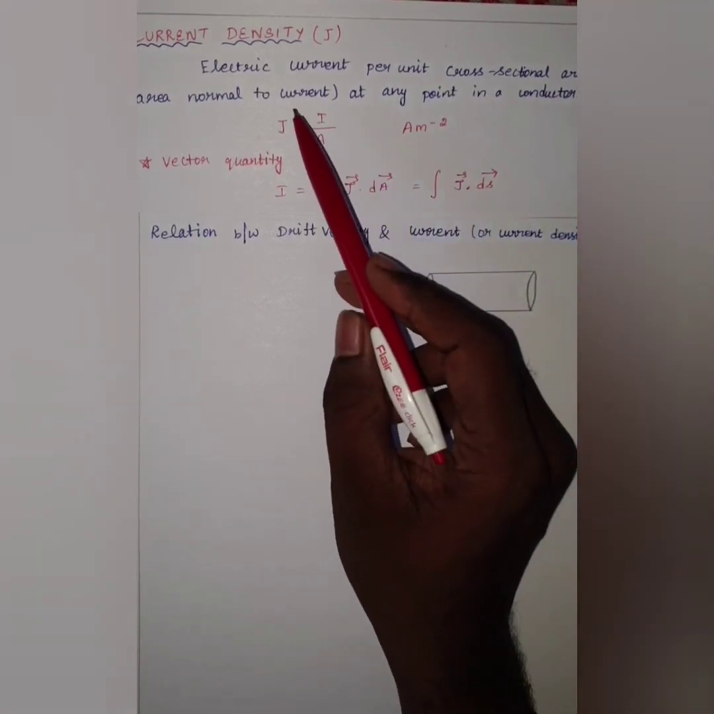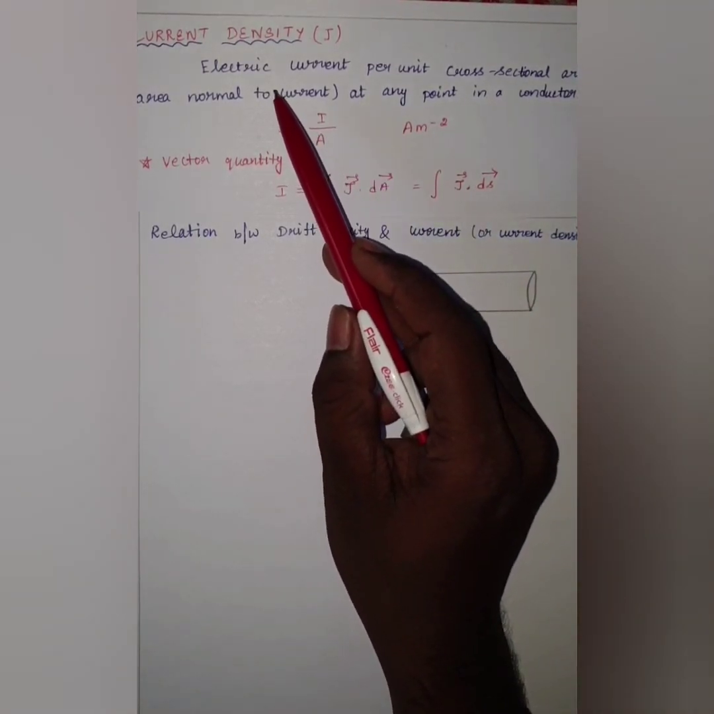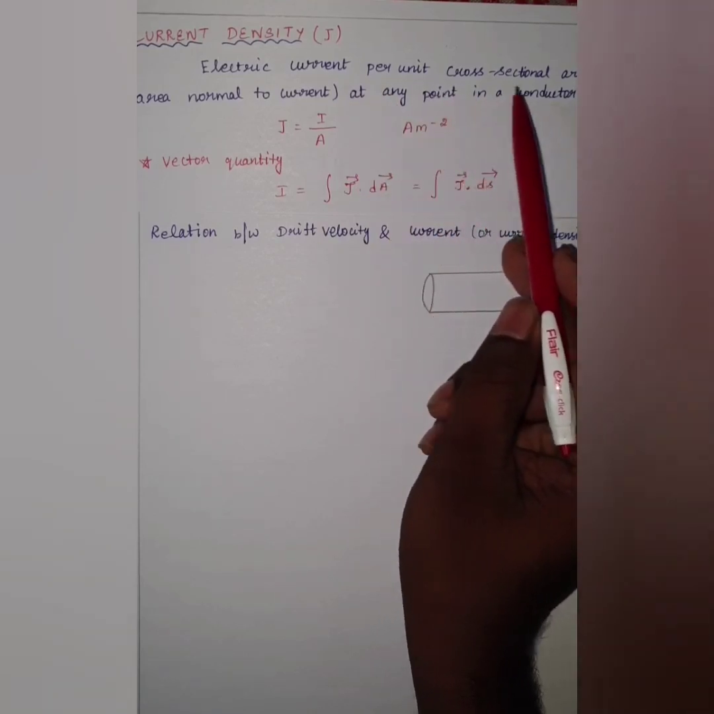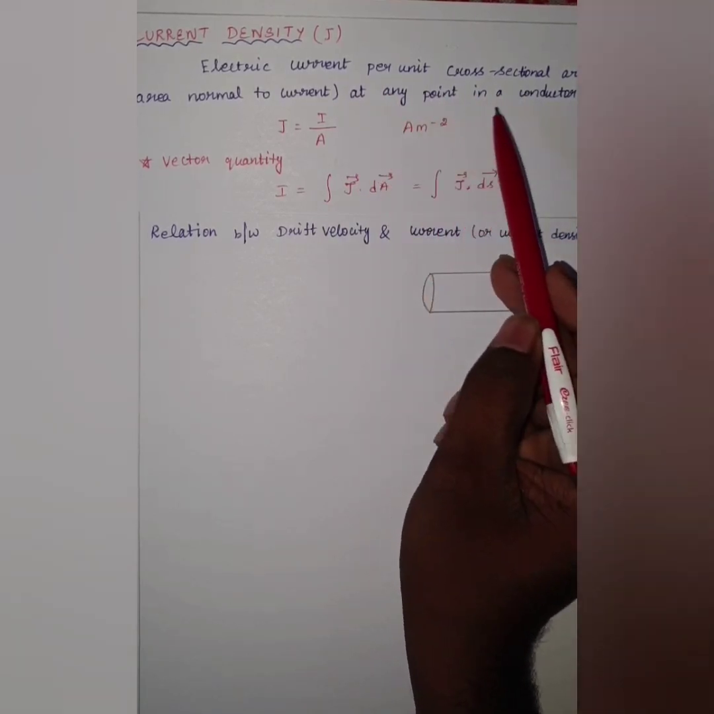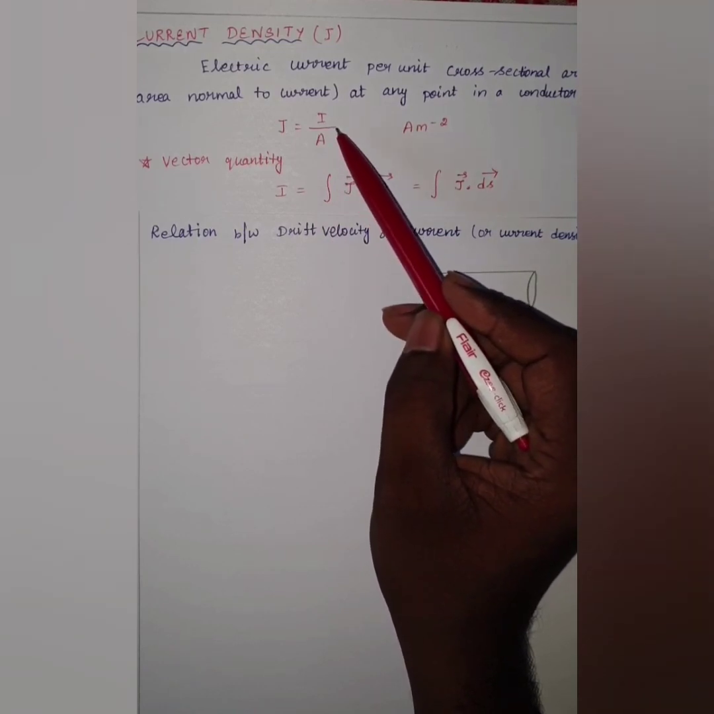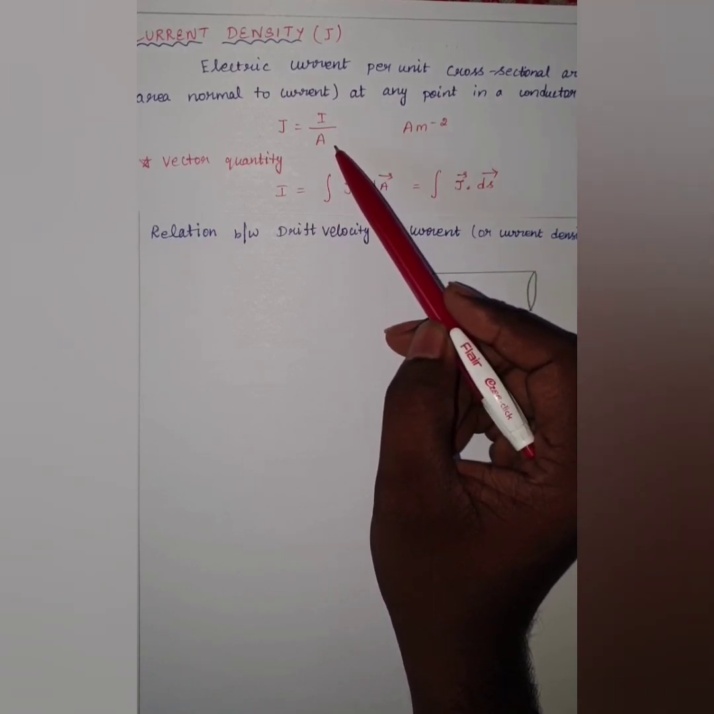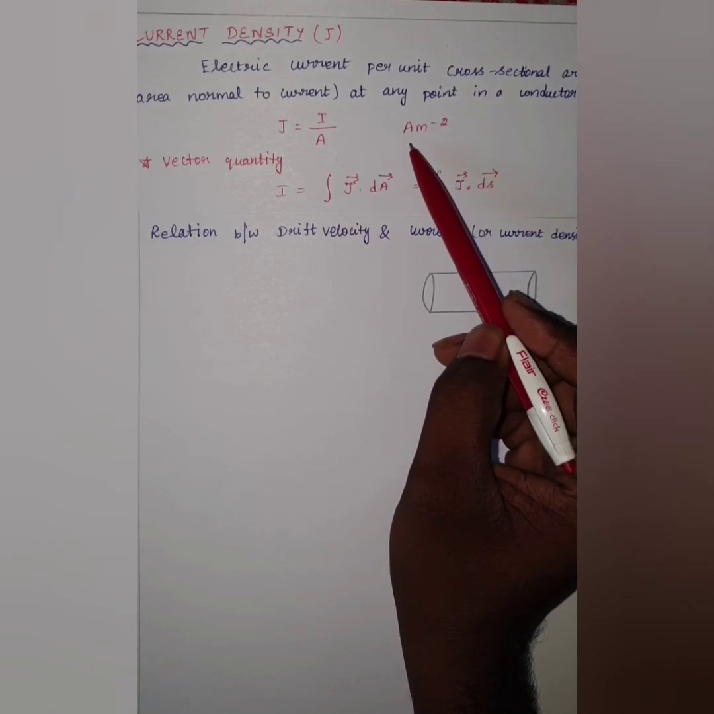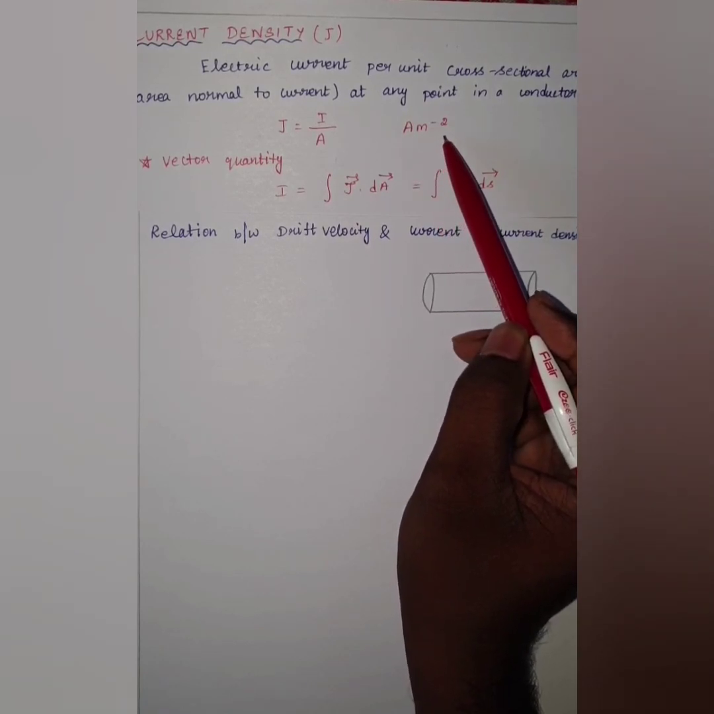So we define current density as the electric current per unit cross-sectional area at any point in a conductor. I can write J is equal to I by A, where I is the current flowing through the conductor and A is the area. The unit is ampere per meter squared, that is A m^-2.